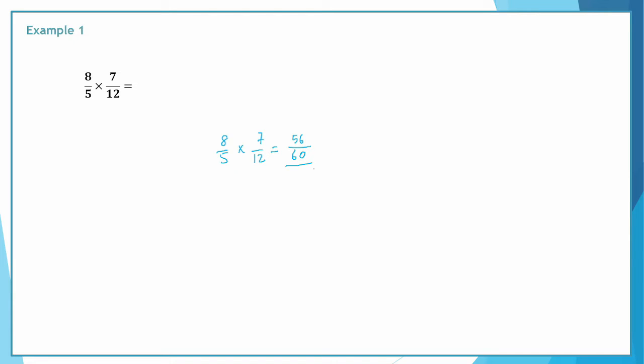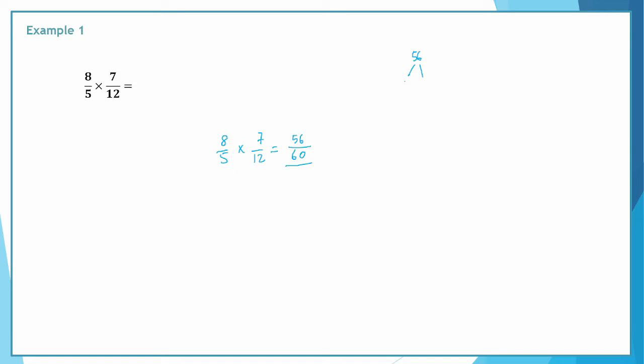Now it may be the case that the question asks for this fraction in its simplest form, in which case we can use the method that we looked at in our previous lesson and our HCF lesson to find what the simplest form is. So what we're going to do is find the HCF of both 56 and 60 using our tree method. So let's do our tree for 56.